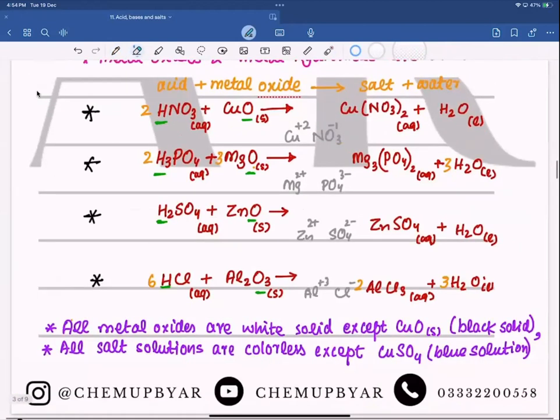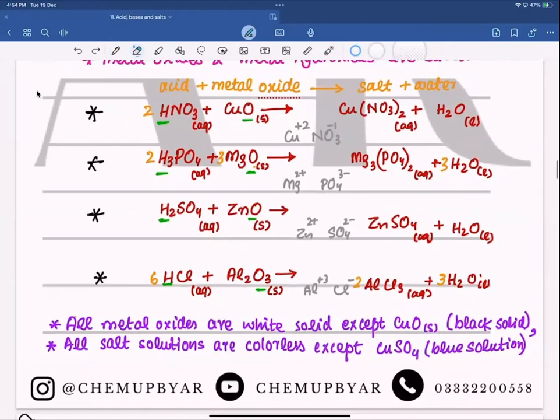See over here, when we talk about these oxides, you have to remember their colors. All these oxides are white solid except copper oxide, which is a black solid. And here all the salt solutions are colorless except the copper one, because copper is a transition metal, so it usually shows you a different color.